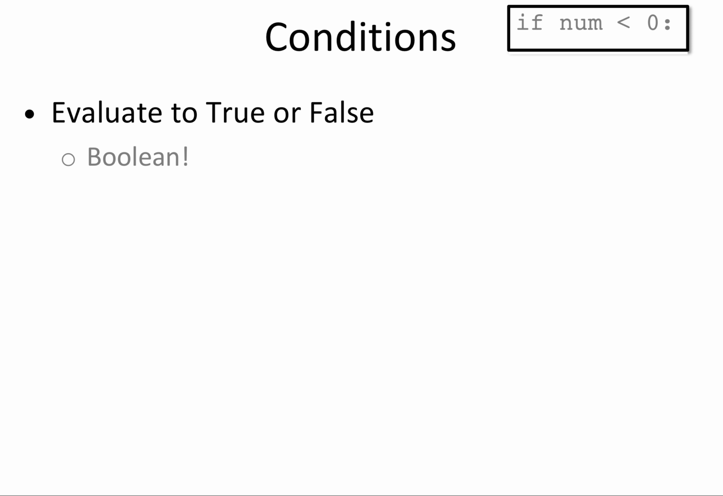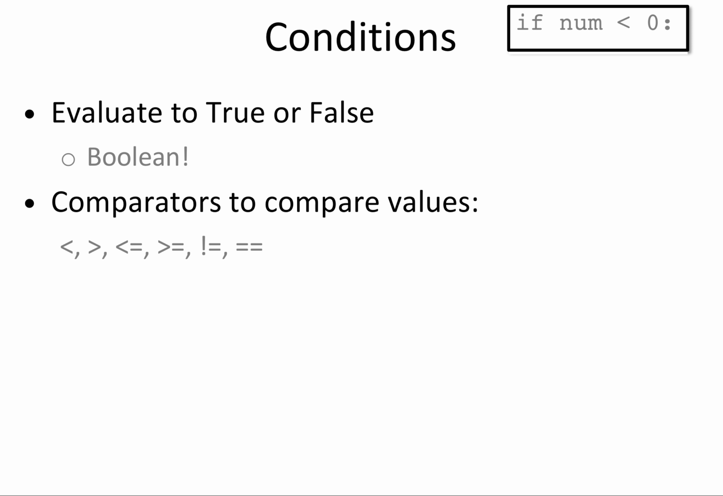An example condition is up in the top right where we have if num is less than 0. That's an example if condition. We can use comparators to compare values such as less than, greater than, less than or equal to, greater than or equal to, not equal to, or equal to. Notice that equal to has 2 equal signs. There's a reason for that.